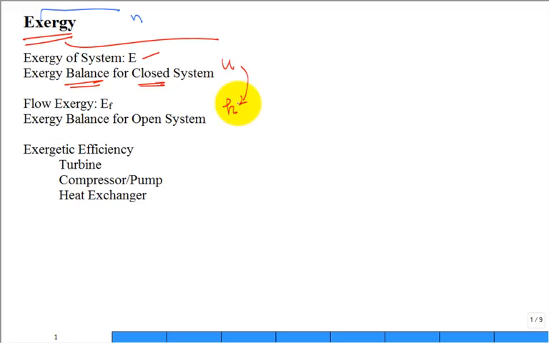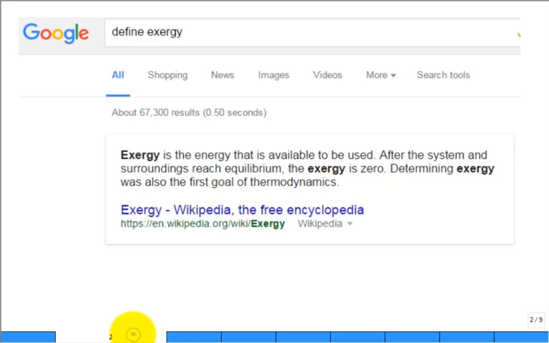One is used for a closed system analysis where flow is not going across the border or boundary of a control volume. One is used if the flow is going across the boundary of a control volume, if we have an open system analysis. We're going to do the same thing. We're going to have exergy for studying closed systems, then we'll have a flow exergy for studying open systems. And then we'll talk about exergetic efficiencies, but that's getting too far.